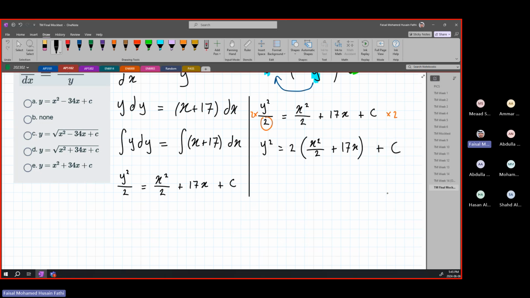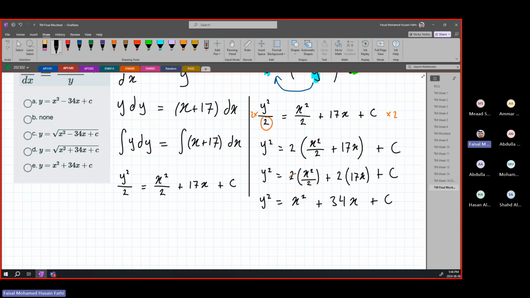Then we will have y squared is equal to, we distribute the 2 now. So it becomes 2 times x squared over 2 plus 2 times 17x plus c. That means y squared is equal to, 2 and 2 will cancel, we'll have x squared, and then plus 2 times 17 is 34x plus c.